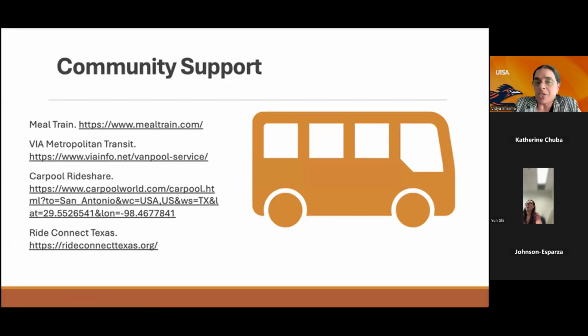These are transportation services, and I'm sure you are all aware, but sometimes it's just a gentle reminder that if someone cannot make it to certain locations, Via has the transit system, there's Ride Connect, there's also carpool and ride share.